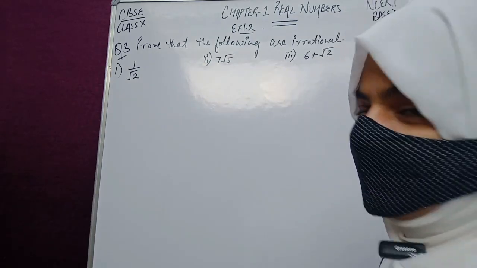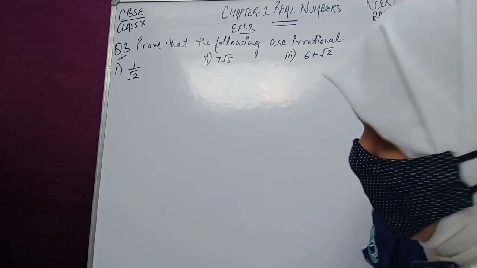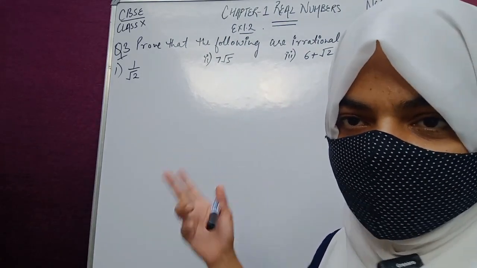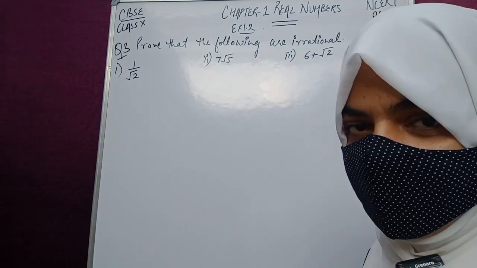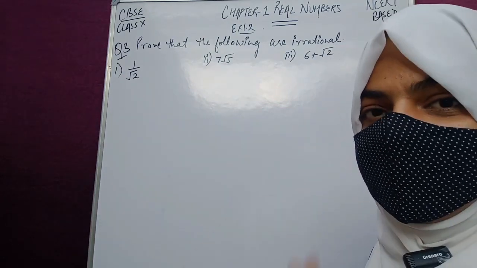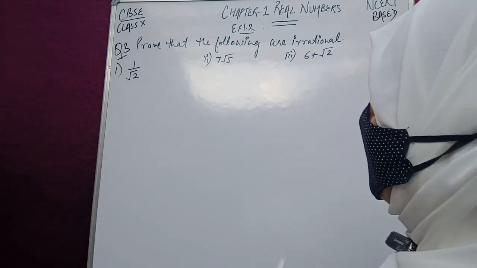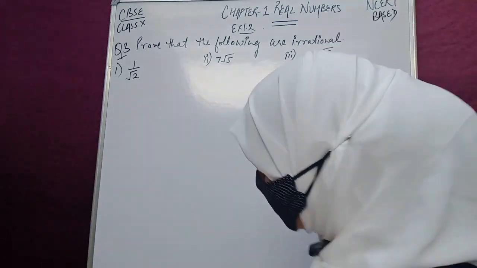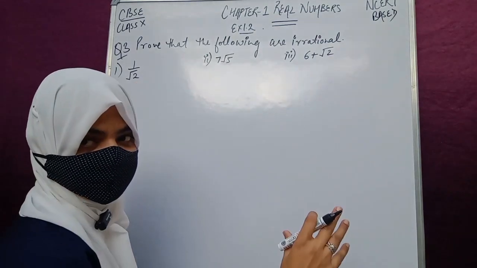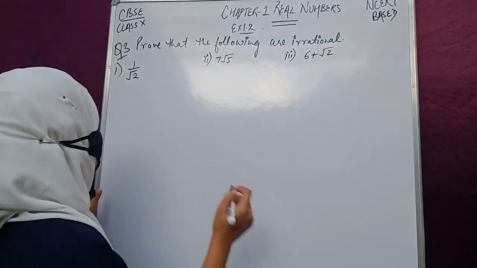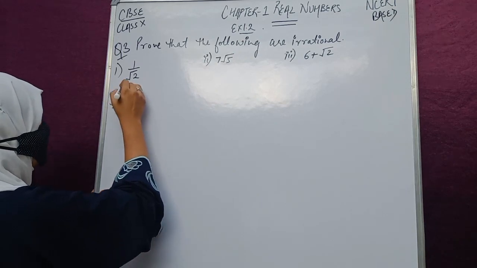So the question says, prove that the following are rational. Similarly to question number 1 and 2. But question number 1 was very different, and question number 2 was simpler, and this will be the simplest one. So we have the first one. It says 1 upon root 2. We have three parts in this, and we will be doing all the three. First, let me explain the first part.